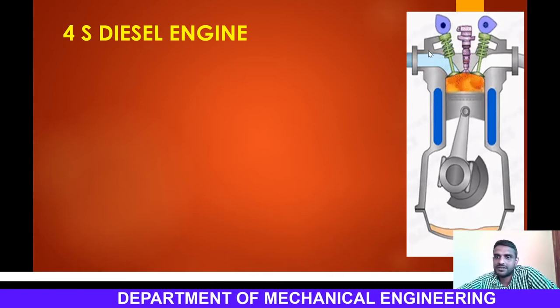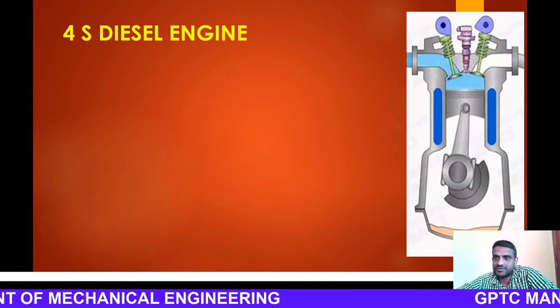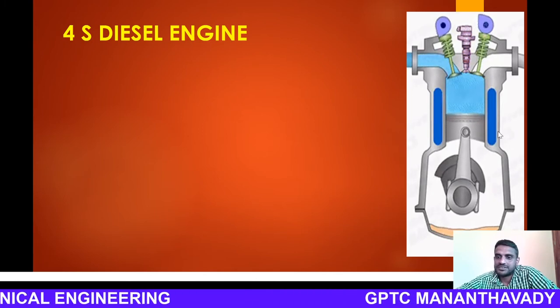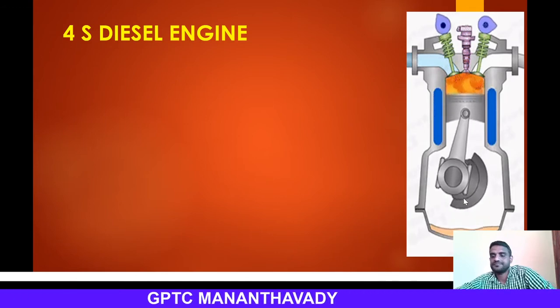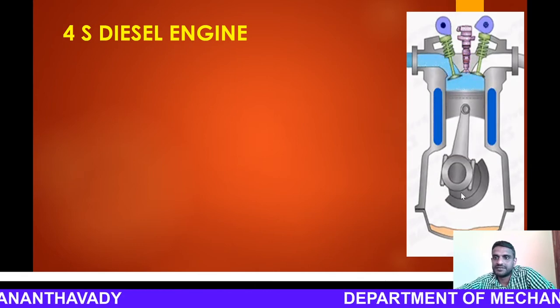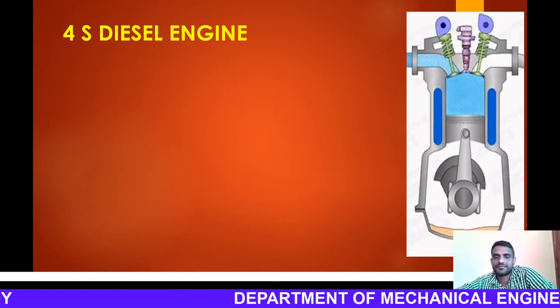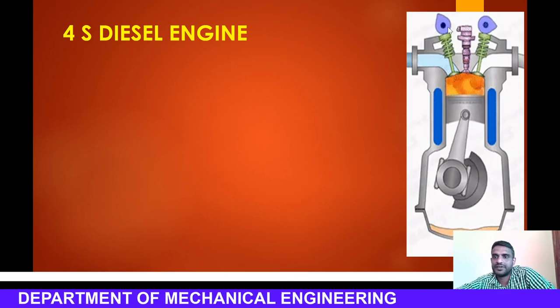You can see here the inlet valve, exhaust valve, inlet manifold, exhaust manifold, cylinder, piston, connecting rod, and the crankshaft. The four strokes are depicted here. Please have a look at it. And here you can see the camshaft.